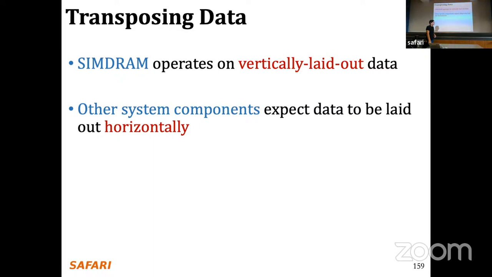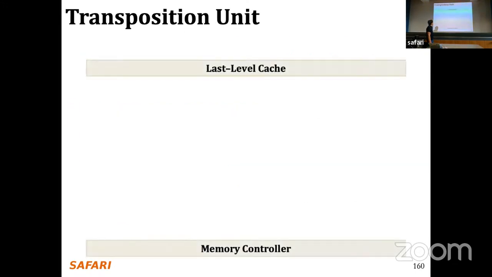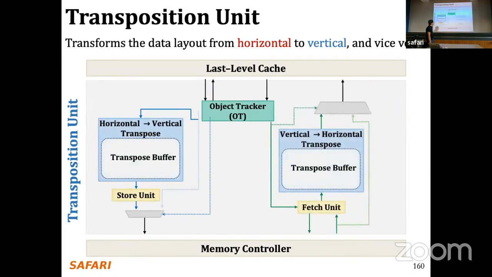And one of the basic ideas of SIMD-ROM is that we don't want to add more hardware, or modify the hardware more than what was proposed in the Ambit paper. So that's why we came up with this transposition unit. As you see, it sits between the last level cache of the CPU and the memory controller. There is an object tracker to identify the arrays themselves, the data that we have to transpose. And depending on the direction of the data, if we write from the CPU to the memory, we have this transpose buffer from horizontal to vertical transpose. When the CPU needs to read the data, we do the operation in the opposite way, from vertical to horizontal.